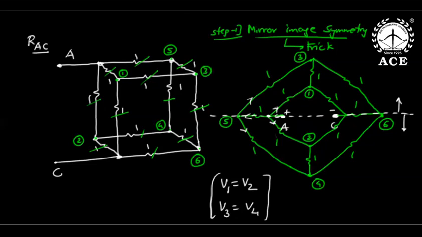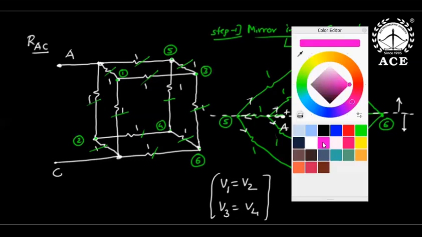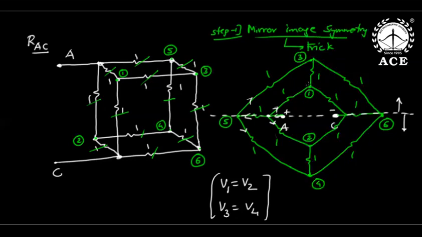Now I will join such nodes which are at the same potential. So I'm joining 1 and 2, and then I'm joining 3 and 4. Now fold the network along the common axis, or mirror image axis.